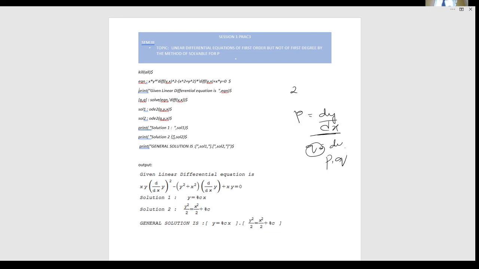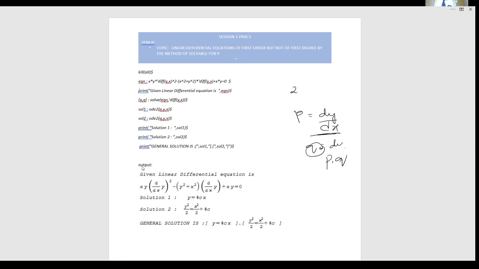After printing these, print the general solution. These are the two solutions we have got. The combination, that is the product of these two functions, gives the general solution. So I write general solution is, look here, colon, and we have to multiply those two values, and that should print in the output.